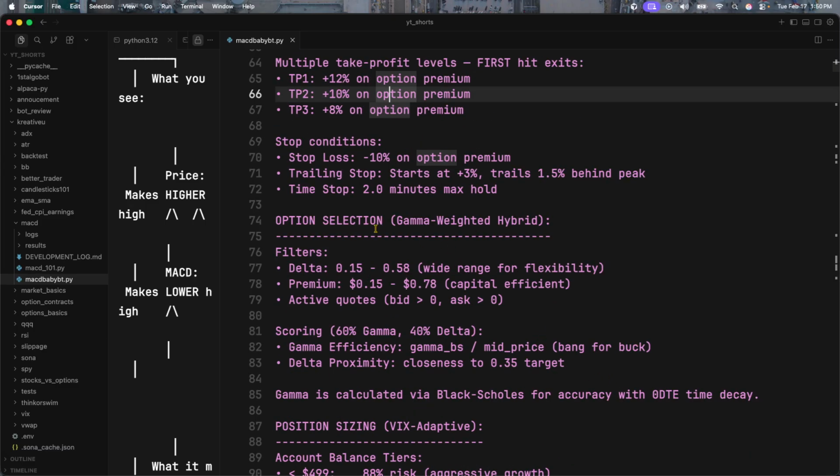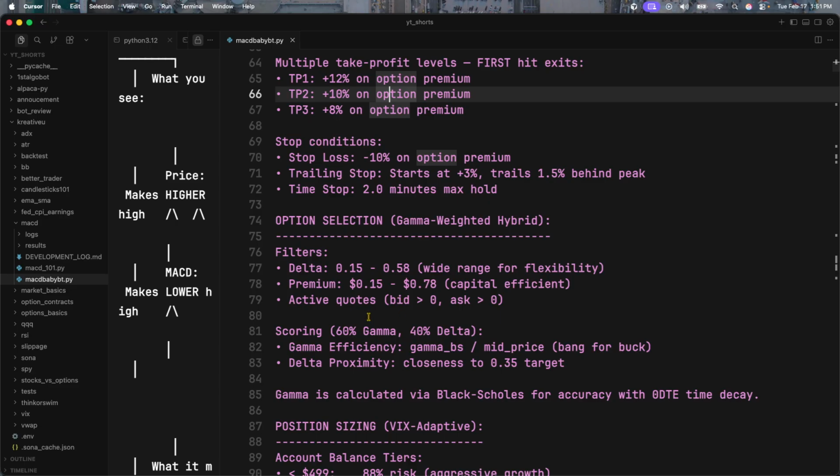So this is going to be our option selection. We're going to be using a delta range between 0.05 and 0.58, a wide range for flexibility. Now, I may increase this a little bit, and I may do 2 or 3 revisions with y'all just to be able to see how we can improve this. But nonetheless, let's keep going.